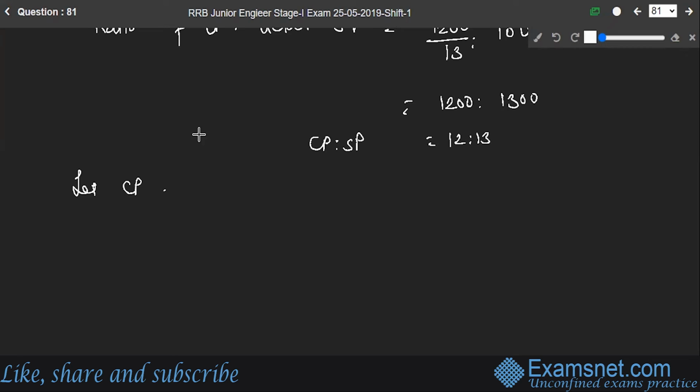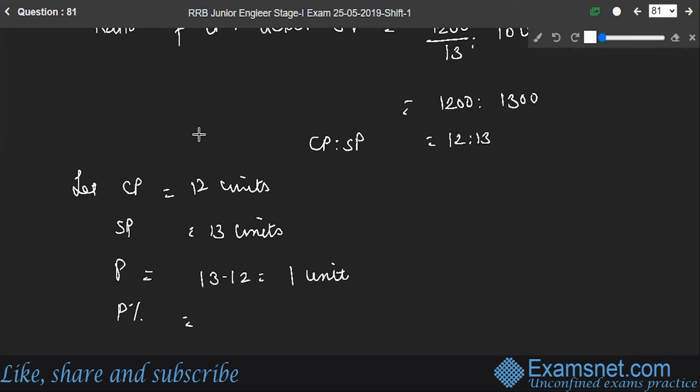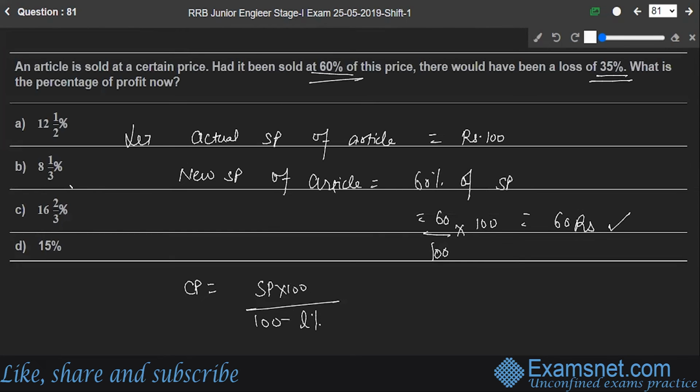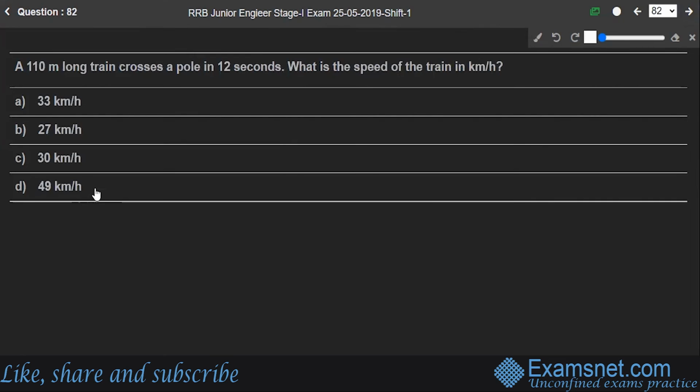Therefore, let's say CP is equal to 12 units. Therefore, what will be the SP? 13 units. There will be a profit of 1 unit. Correct. And what will be the profit percent? Profit upon CP into 100. That will give you 8 1/3%. So you have B option as the correct answer. Hope you understood this. Next is question number 82.